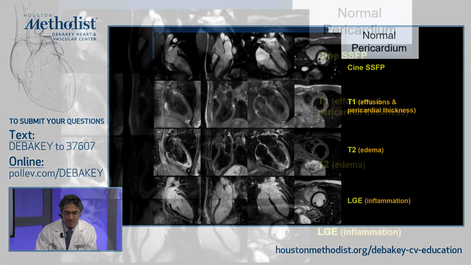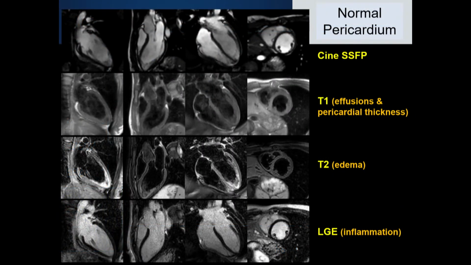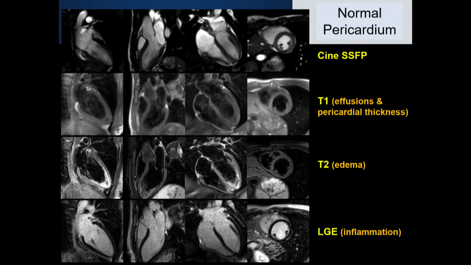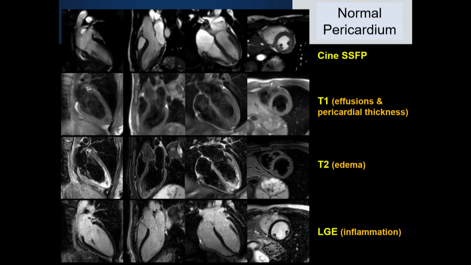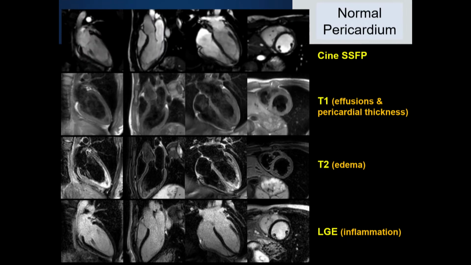The other thing that's important with cardiac MRI is to know a little bit about the sequences that we use. Our first sequence is what we call our SSFP sequence. These are basically showing us the heart in cine motion. We then have a sequence called the T1. If you'll remember, T1 shows us the pericardial thickness. It can show us effusions, as we discussed in the last slide.